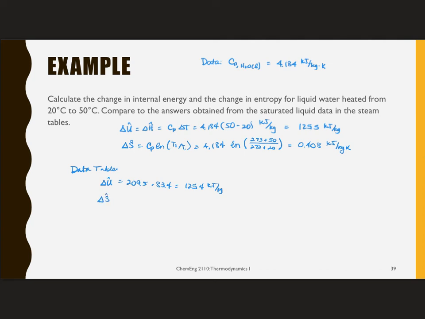Delta s is going to be 0.7038 minus 0.2965 equals 0.4073 kilojoules per kilogram Kelvin. In this case, we vary in the third decimal place. It's a 0.2% error. In both cases, this is well within plus or minus 1%. So for most calculations, this would be very adequate.